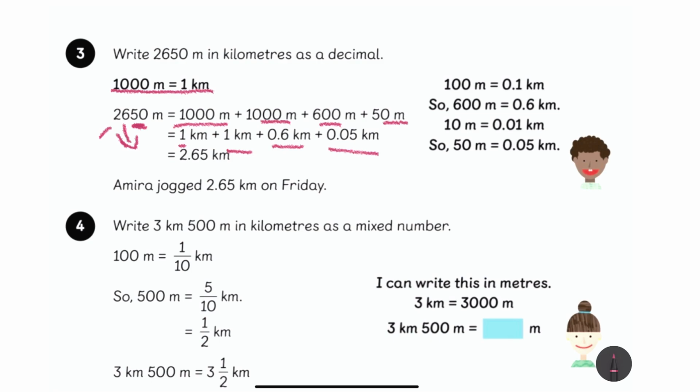So therefore, finally, when I add 1 plus 1 is 2, my 2 kilometers, I split it.